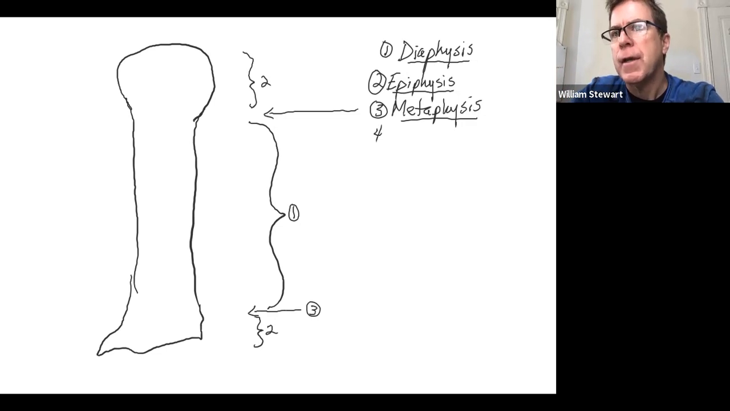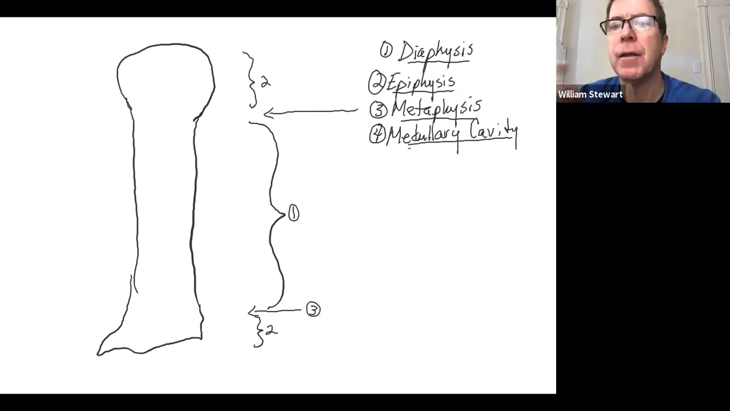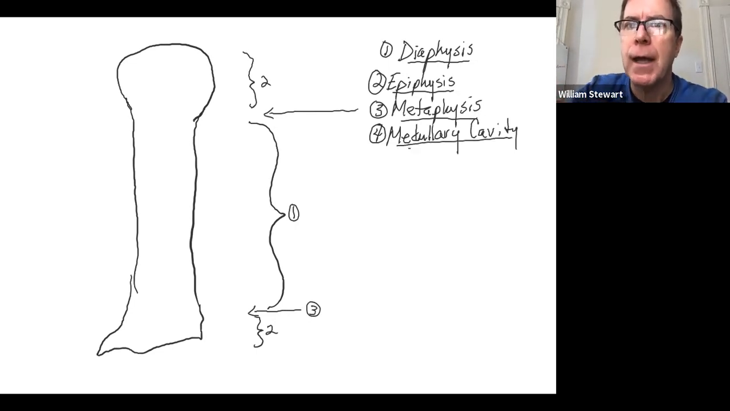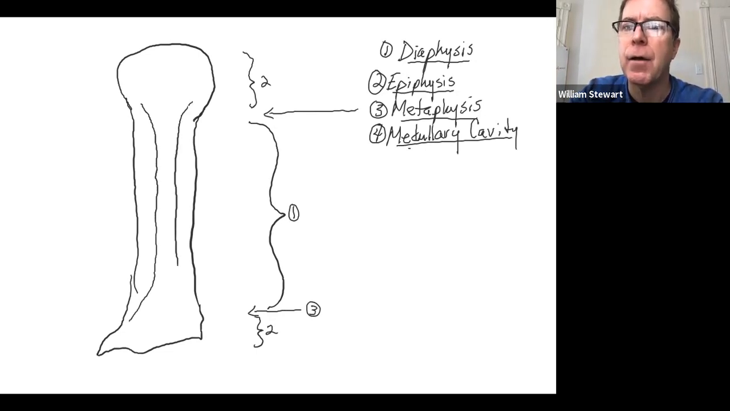Number 4 is the medullary cavity. Our long bones are not solid all the way through. They actually look like this. There's a space in here. It's not hollow, but there's a space, and we call that the medullary cavity.